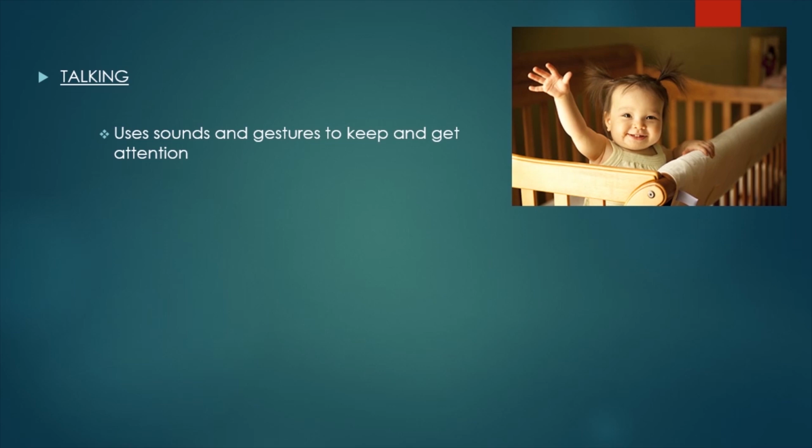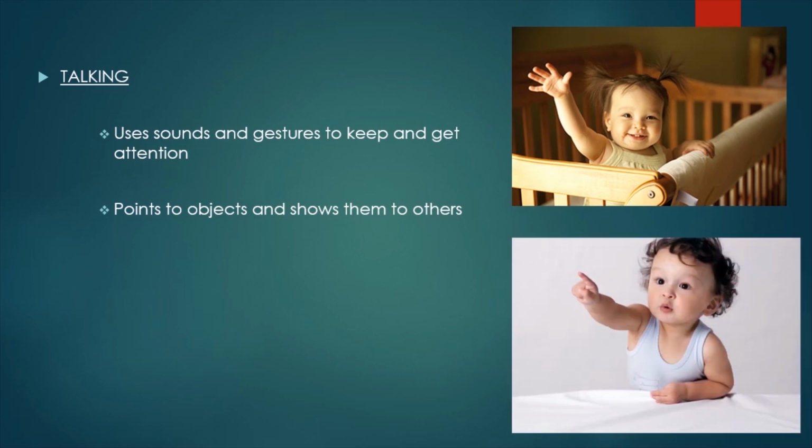Moving on to the next one, in terms of talking, what happens? The first thing is they use sounds and gestures to get attention. So what do sounds and gestures mean? That is one of the first steps to communication or expressing their needs. If they want something, they show an action like give me, or they point to something that they like. That is also one major milestone, usually happening around 1 to 1.5 years. They point to objects, they show them to others. They also use gestures like waving bye, raising up hands, etc. This happens during this age range.